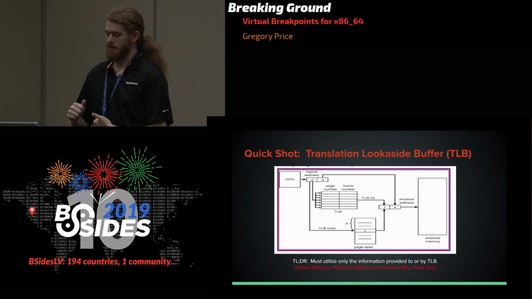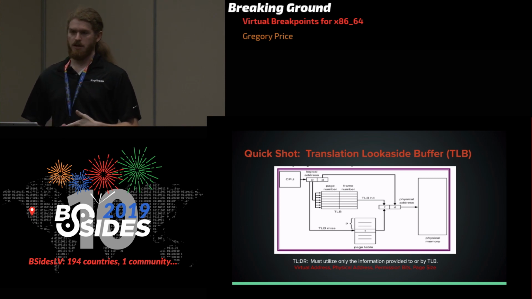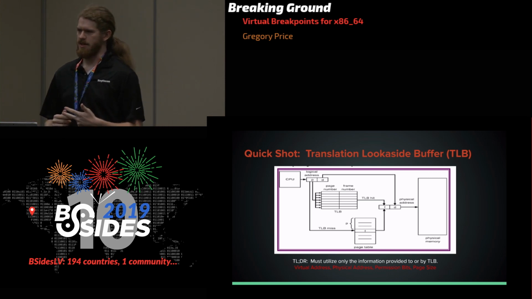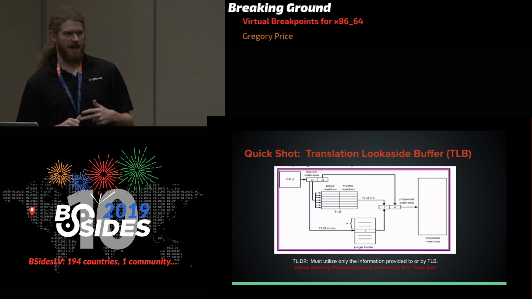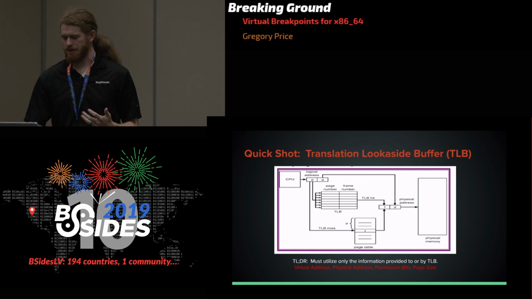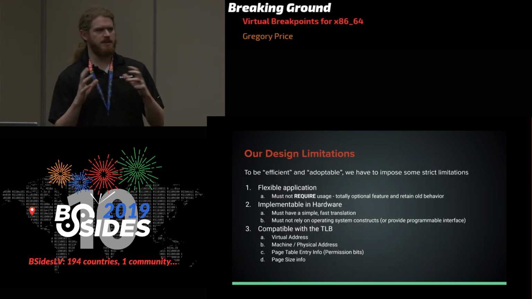And that's basically it. We have the virtual address when it comes in. We have the physical address when it goes out of the TLB. We have the permission bits, the read, write, execute bits on the page table entry. And then we have the actual page size, which we can infer from other constructs. So this is our design limitations.